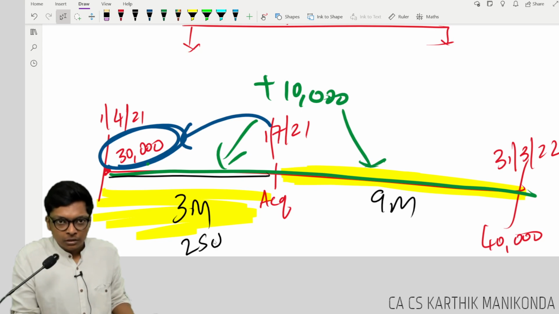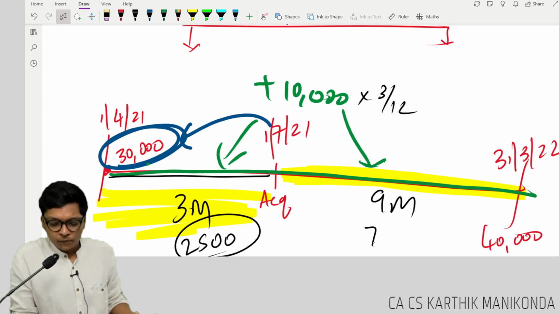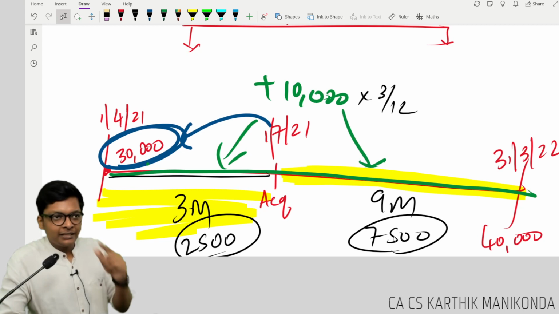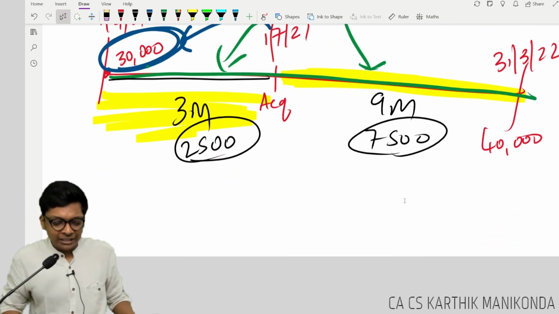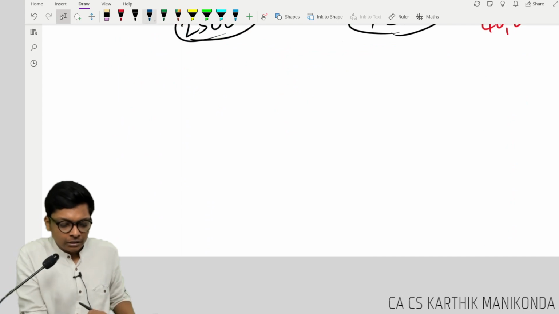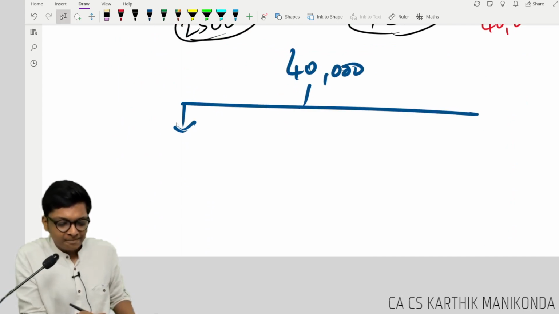Are you following, guys? How much you will get? 10,000 into 3 by 12. How much? 2,500. Here 7,500. Are you following? Hello? So that means, look at this. I am going to write like this. We will prepare a chart, guys. I like the chart method, which is very effective.